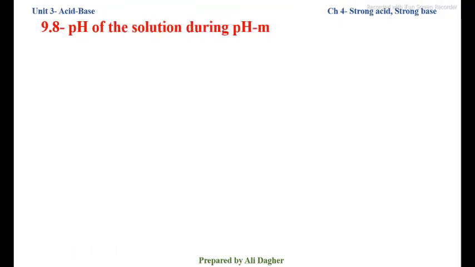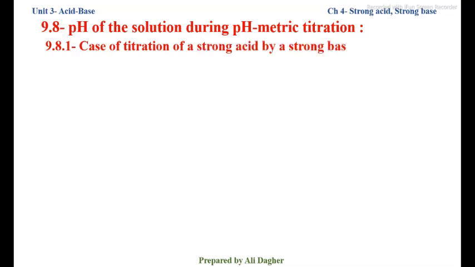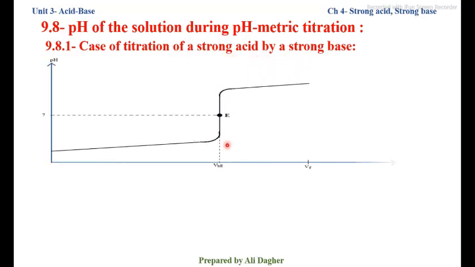Part 8. pH of the solution during pH metric titration. First case of a strong acid: titration of strong acid by strong base. This is the titration curve.